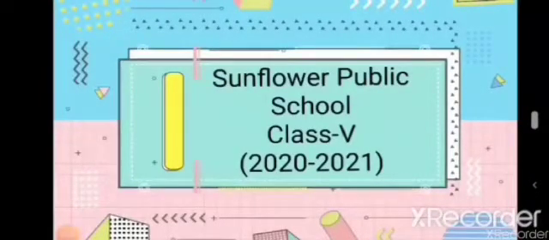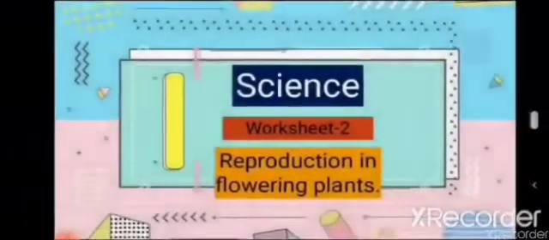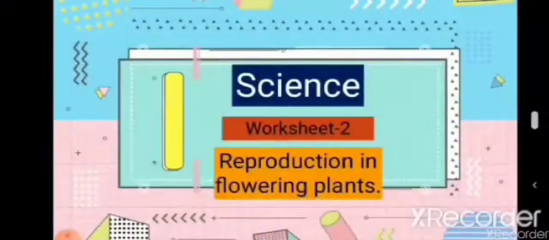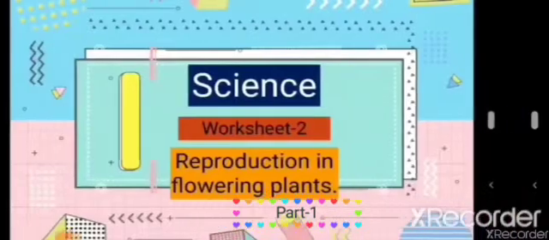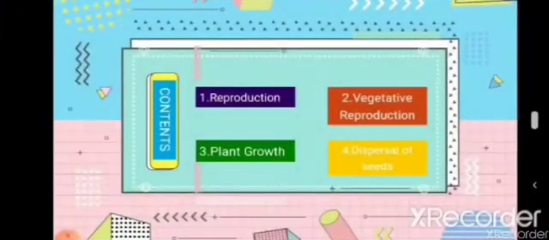Here is another video chapter of science. In this module, you will learn about reproduction in plants. Let us learn how plants reproduce. That is worksheet number 2. The contents of the chapter are reproduction, vegetative reproduction, plant growth, and dispersal of seeds.